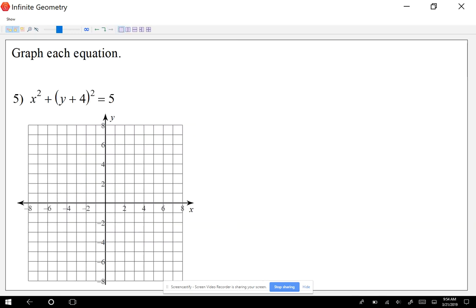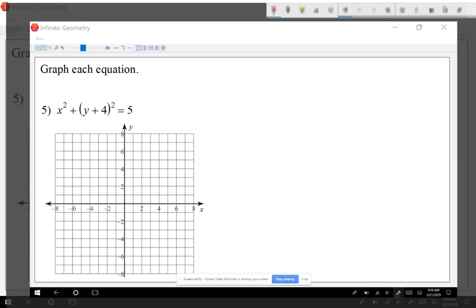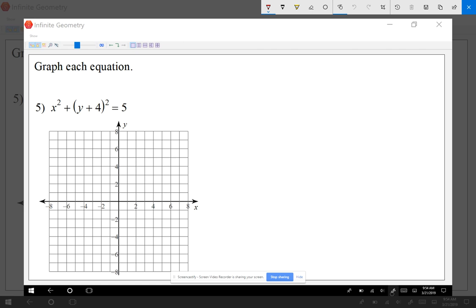The last question, which is 2 on the quiz, you will have to graph the equation. I'm giving you that equation, x squared plus y plus 4 all squared equals 5. So the center of the circle, I'm going to say it is 0, negative 4. On the x, because the x is by itself, quote unquote, that's x minus 0, quote unquote. So that's why the x value is 0. So the center is 0, negative 4.